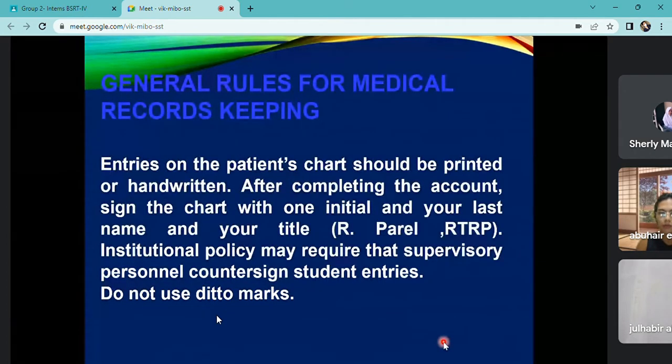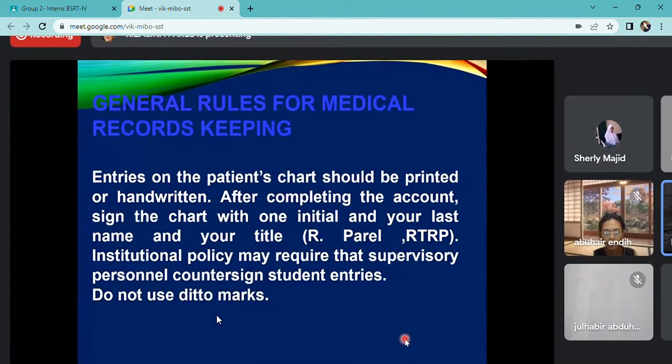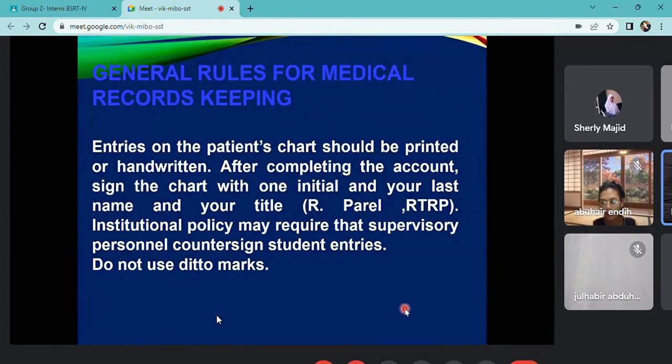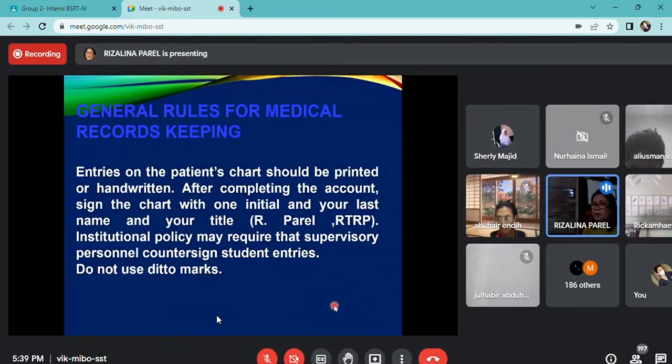Okay, so let's continue with the general rules for medical record keeping. Entries on the patient's chart should be printed or handwritten. Nowadays, lahat ay handwritten muna. Okay, and yung ibang mga may form, i-fill up na lang natin yon. After completing the account, sign the chart with one initial and your last name and your title. Ito lumabas to sa board exam.